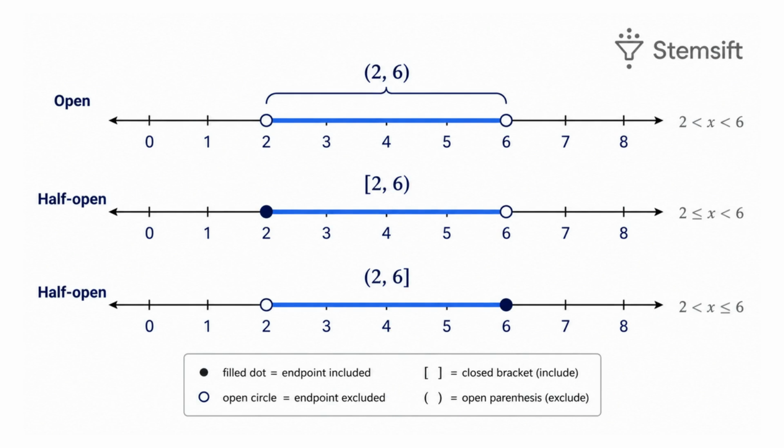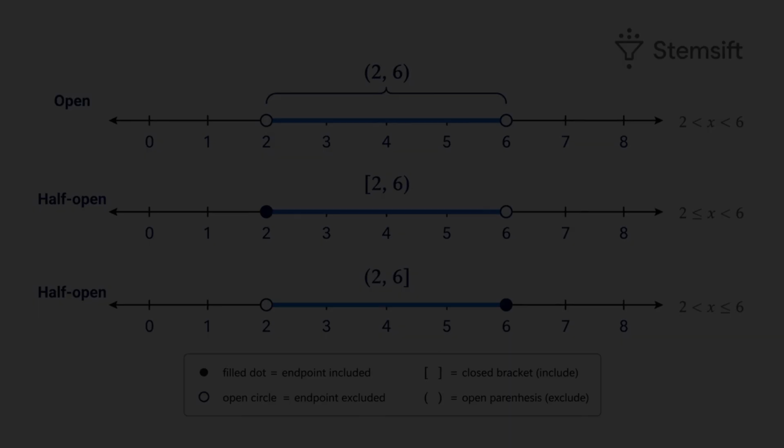So the rule is simple. Square bracket and solid dot mean included. Parentheses and hollow circle mean excluded. That's the whole grammar, and once you've got it, you can read any interval at a glance. But what about intervals that don't have a right endpoint? What if we want every number bigger than 5, going on forever? For that, we need to bring in infinity.